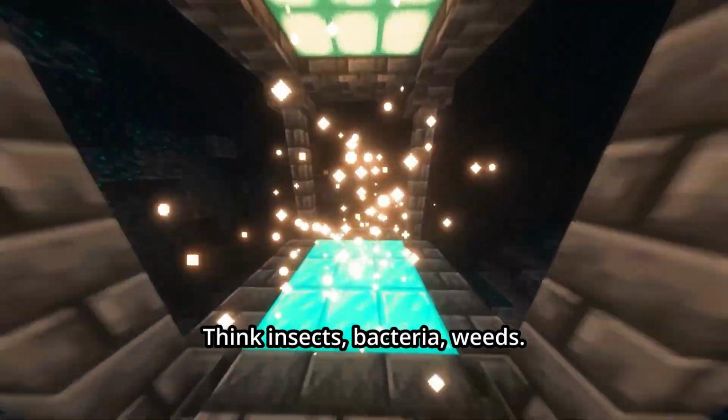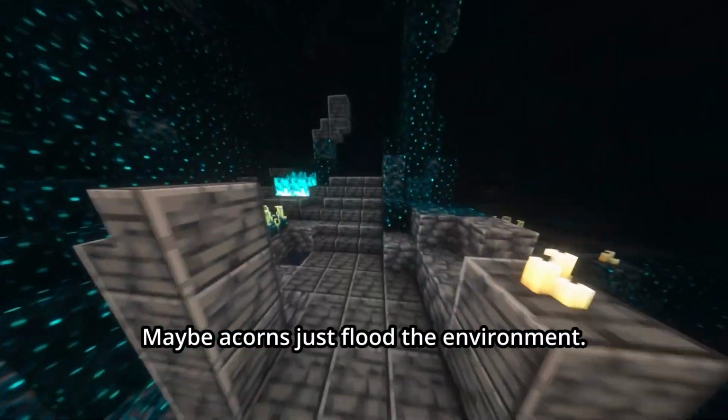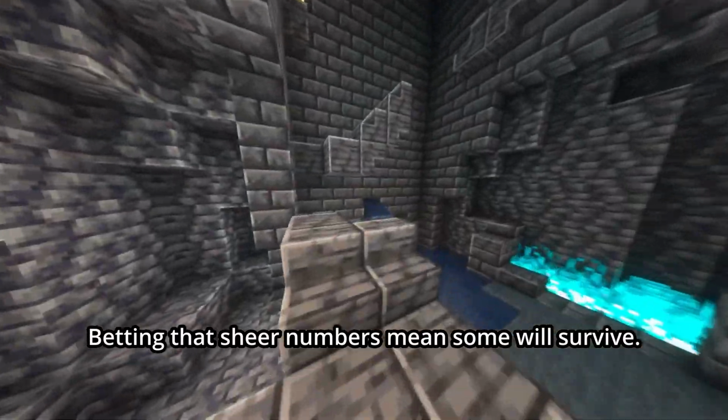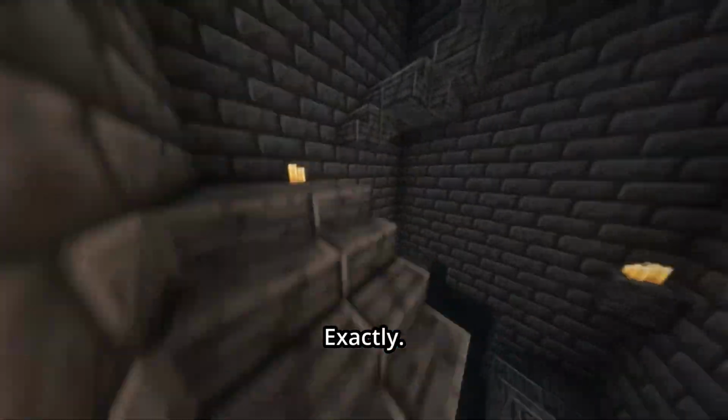Think insects, bacteria, weeds, maybe acorns, just flood the environment. High biotic potential, as they say. Betting that sheer numbers mean some will survive. Exactly, it's a numbers game.